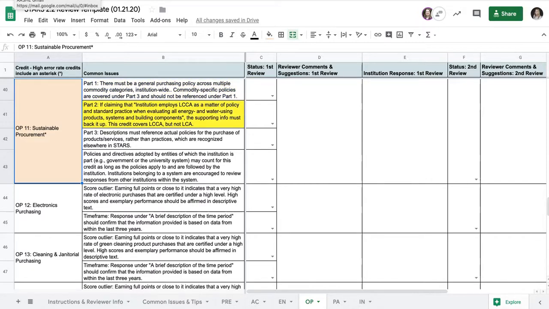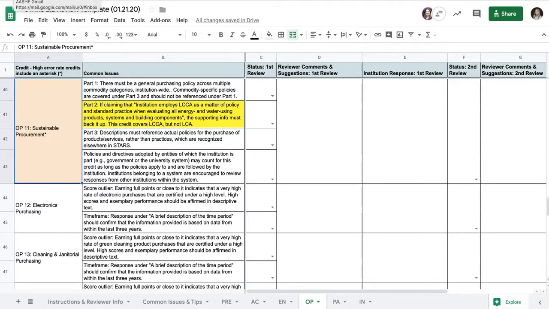Part 2 focuses on life cycle cost analysis. This is a method for assessing the total cost of ownership over the life cycle of a product or system. To count, responses should specifically mention life cycle cost analysis or something that aligns with this definition. We sometimes see responses that confuse life cycle cost analysis with a similar concept, life cycle assessment. However, life cycle assessment focuses on environmental impacts rather than total cost of ownership, so it does not count here.